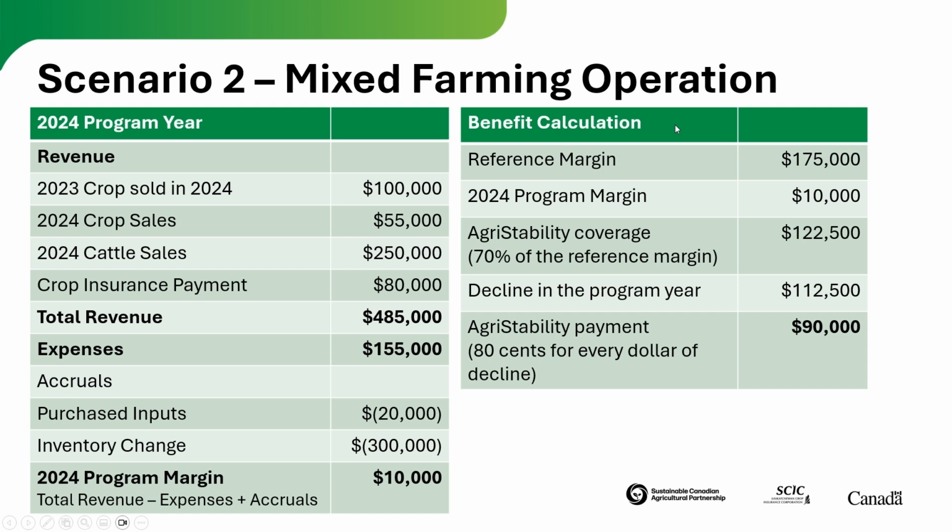So then the chart on the right-hand side determines whether they're in a benefit situation, comparing back to their reference margin. Historically, they have a $175,000 margin, and the trigger point for that is 70% of 175,000, so 122,500. The program margin of 10,000 is well below that, so they have a decline of $112,500. AgriStability pays 80 cents for every dollar of that decline, so a benefit payment of $90,000 was paid to this producer.